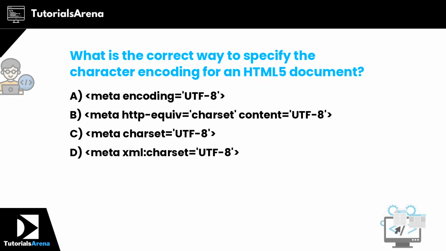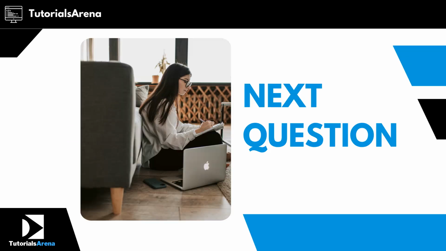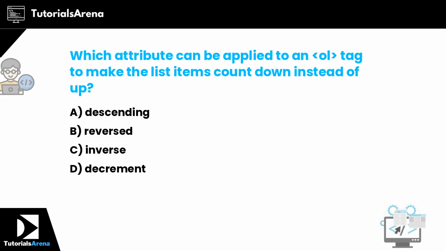What is the correct way to specify the character encoding for an HTML5 document? The correct answer is option C, meta charset equals UTF-8. Which attribute can be applied to an OL tag to make the list items count down instead of up? The correct answer is option B, reversed.